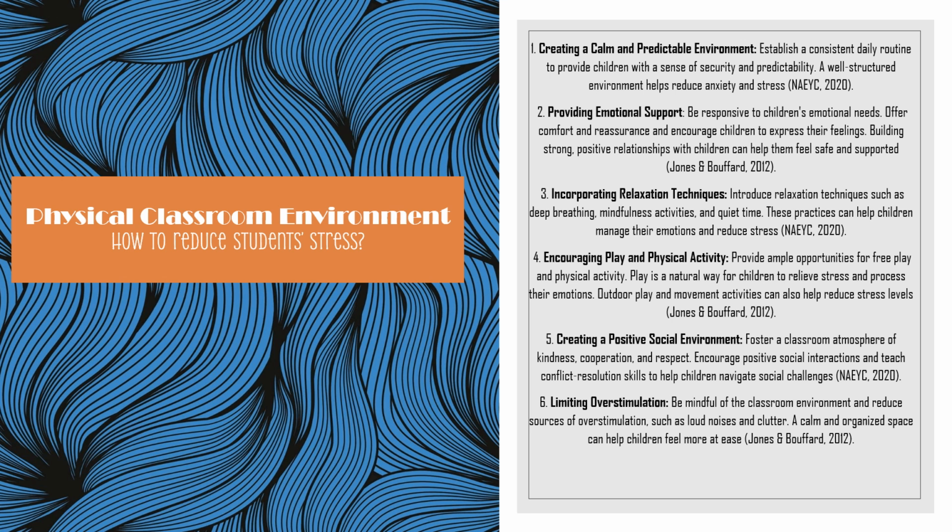Five, creating a positive social environment, fostering a classroom atmosphere of kindness, cooperation, and respect. Encourage positive social interactions and teach conflict resolution skills to help children navigate social challenges. Six, eliminating overstimulation. Be mindful of the classroom environment and reduce sources of overstimulation, such as loud noises, clutter, things of that nature.